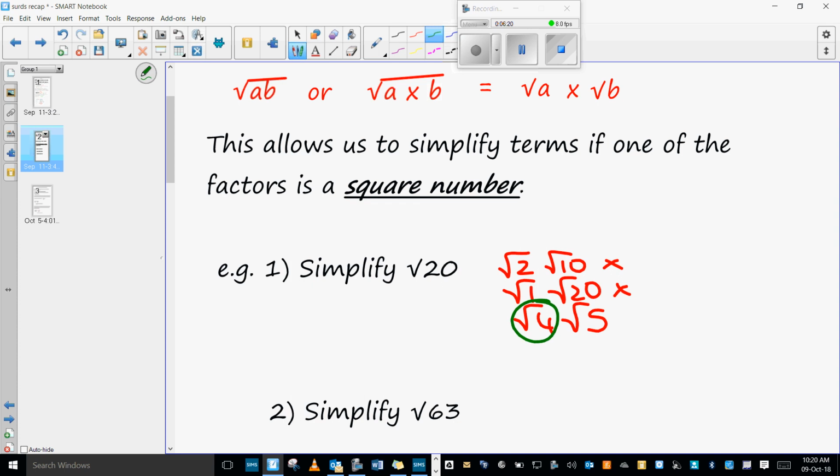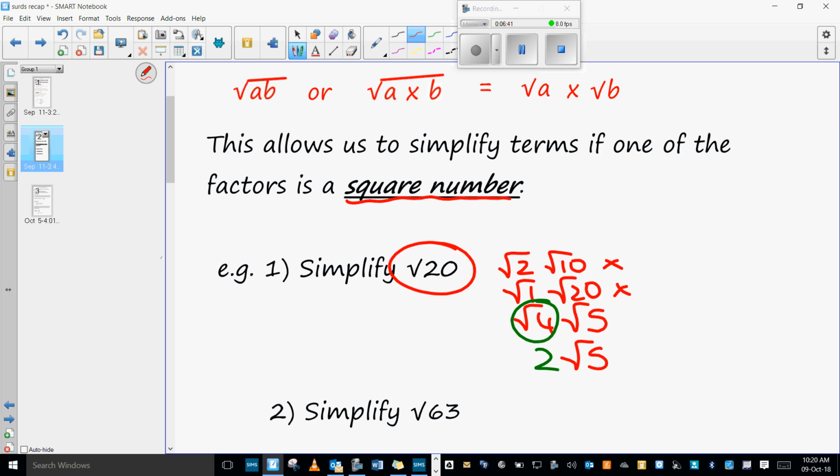So this would now be written as 2 root 5. If you were to put that in your calculator and press equals, it would say that it was 2 root 5. Okay? So the key thing is what we're looking for here are square factors. Any factors of these numbers that are square numbers.